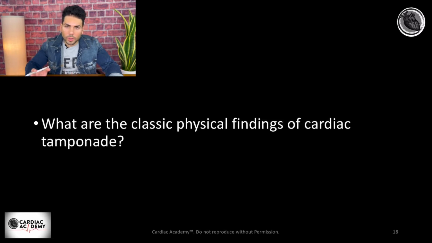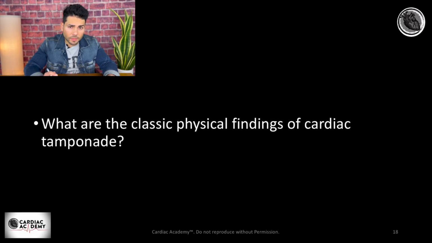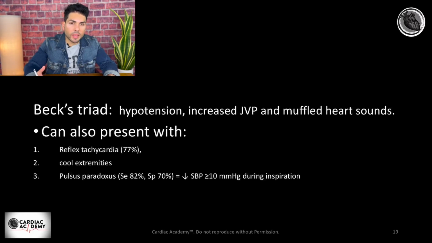All right, but we have a question here. So what are the classic physical findings of cardiac tamponade? Okay, so we have Beck's triad. So what is Beck's triad? We have hypotension, increased JVP, and muffled heart sounds.